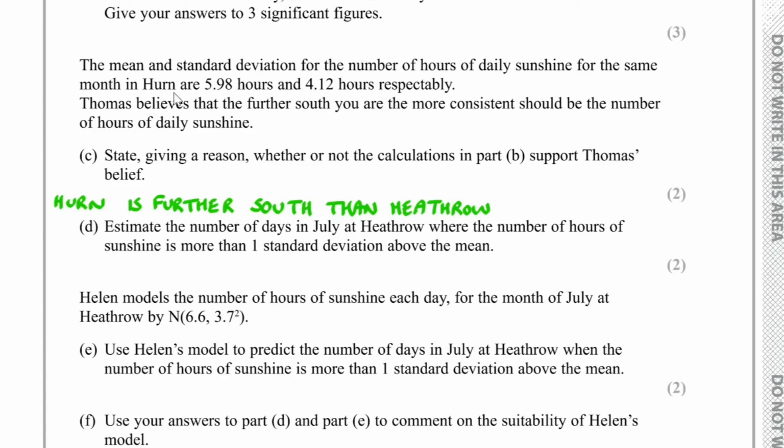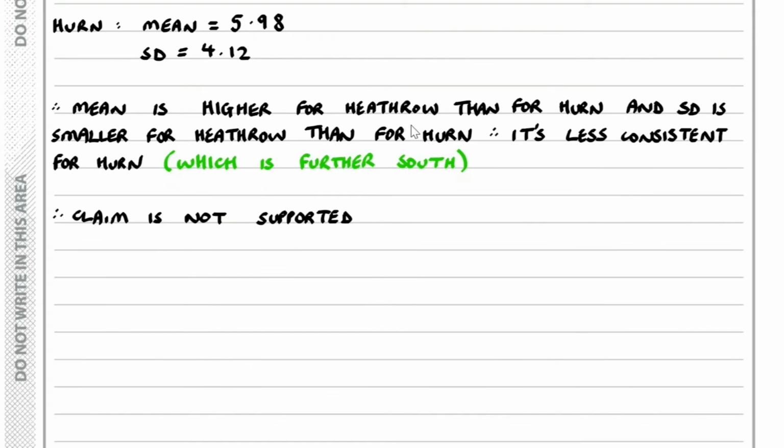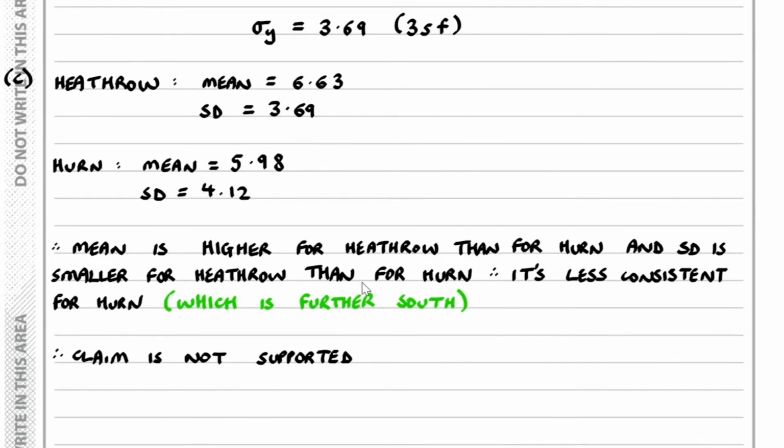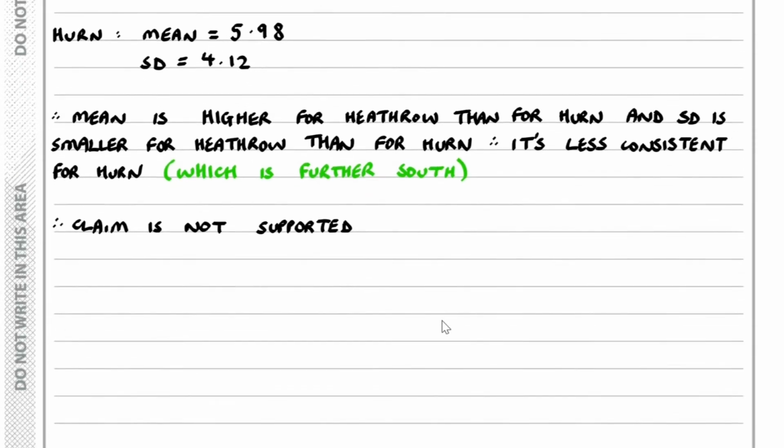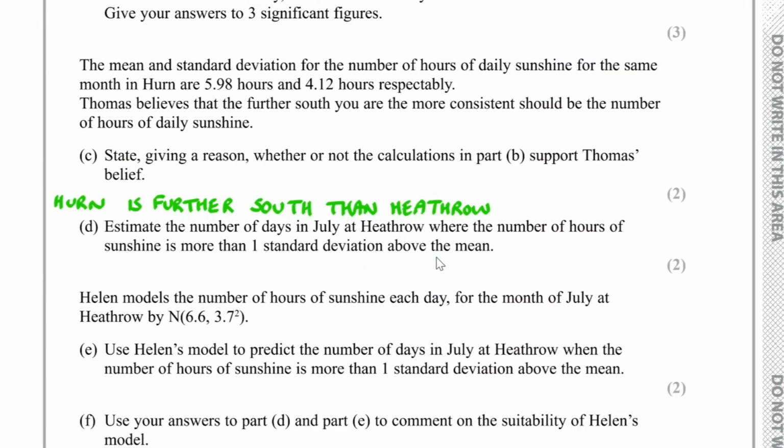If we're thinking what this person is saying, Thomas is saying the further south you are, the more consistent should be the number of hours of daily sunshine. We've shown that's not the case, because even though Herne is further south, it doesn't have the consistency, because its standard deviation is larger than Heathrow, so his claim is not supported. Then for part D, we have to estimate the number of days in July at Heathrow where the number of hours of sunshine is more than one standard deviation above the mean.